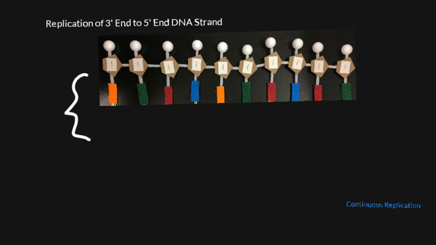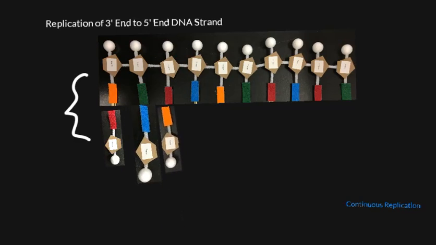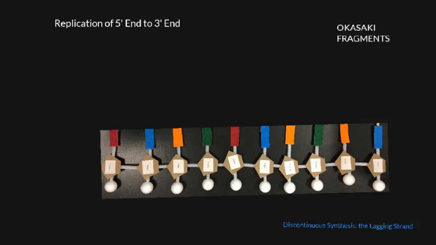Replication of both strands occurs at the same time. However, the 3' to 5' strand replicates through a process called continuous synthesis. It is the leading strand, meaning that new nucleotides are consistently moving towards the replication fork, onto the new strands. The 5' to 3' strand replicates through a process called discontinuous synthesis.